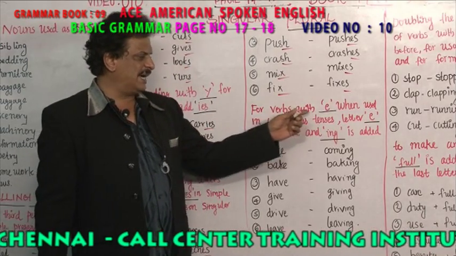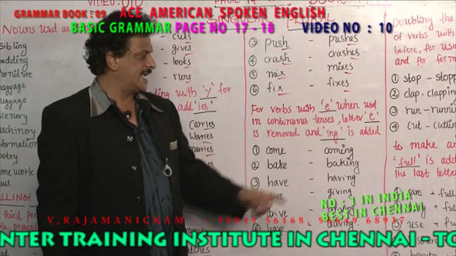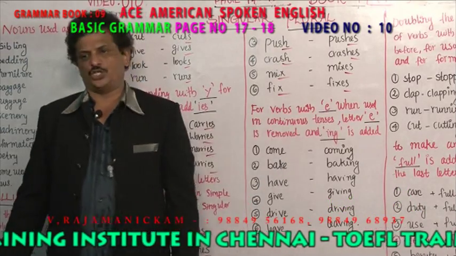Now, for verbs ending with E, when used in continuous tenses, the letter E is removed and ING is added, right?